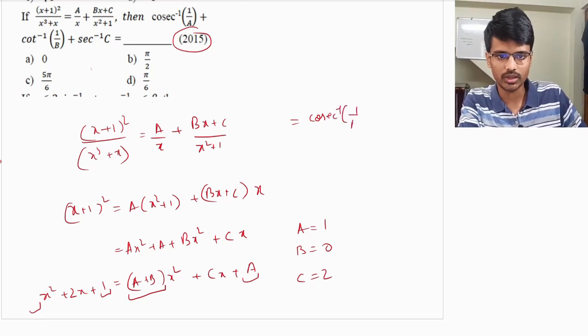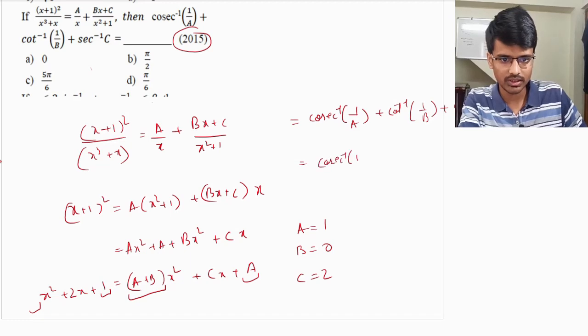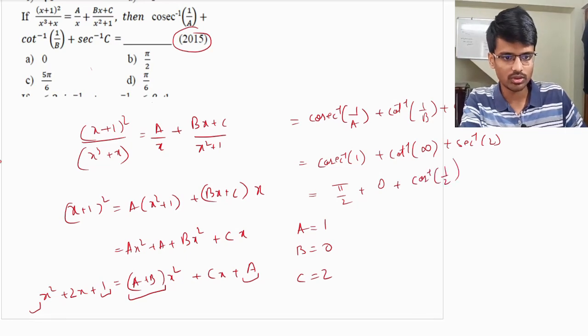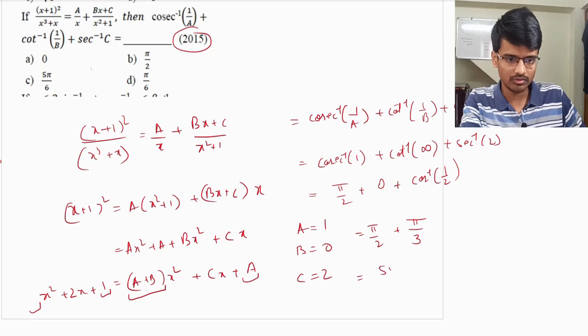Cosec inverse of 1 by a plus cot inverse of 1 by b plus sec inverse of c. So a is 1, right? Cosec inverse of 1 plus cot inverse of infinity plus sec inverse of 2. Cosec inverse of 1 is nothing but pi by 2. Cot inverse of plus infinity is 0. Plus sec inverse of 2 can be written as cos inverse of 1 by 2. What is cos inverse of 1 by 2? Tell me. Cos 60 is 1 by 2, right? So it is pi by 3. On simplifying, I get 5 pi by 6.